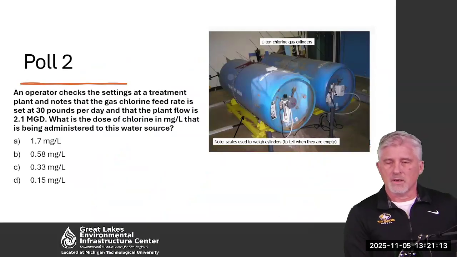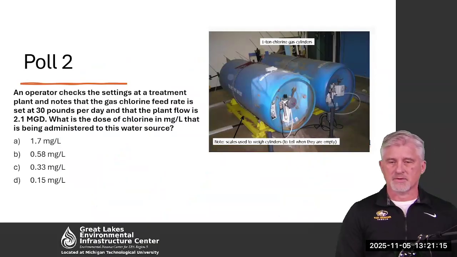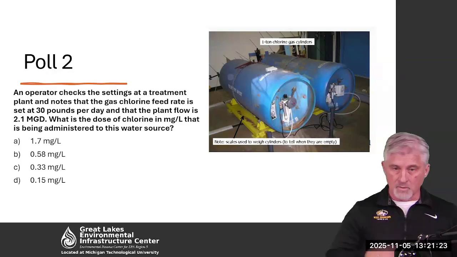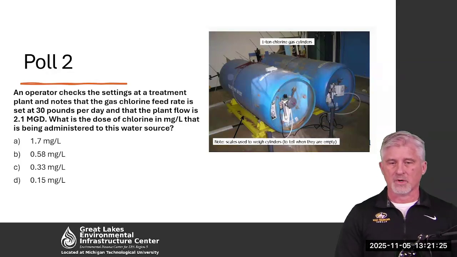So our second poll: an operator checks the settings of a treatment plant and notes that the gas chlorine feed rate is set at 30 pounds per day and that the plant flow is 2.1 million gallons a day. What is the dose of chlorine in parts per million that is being administered to this water source? All right, Scott, you've got the poll up. Let's set a timer for 2 minutes, please. Thank you.